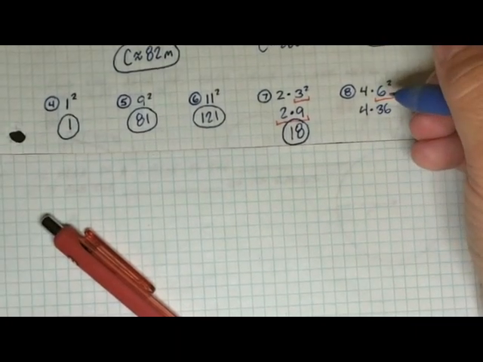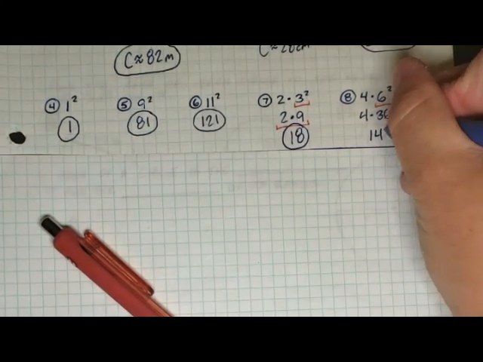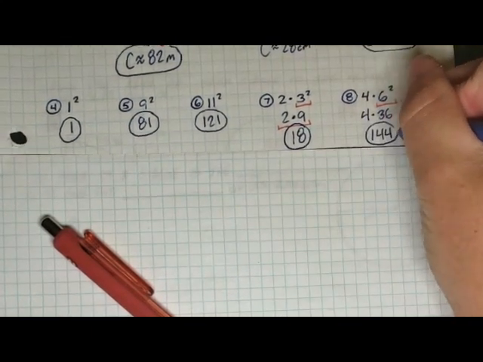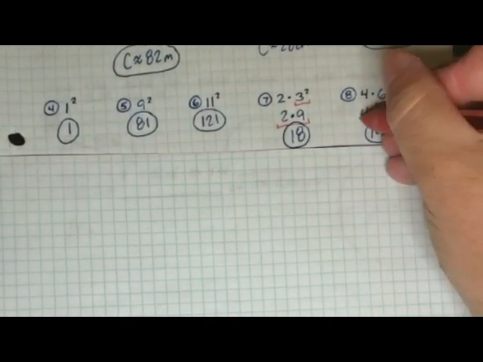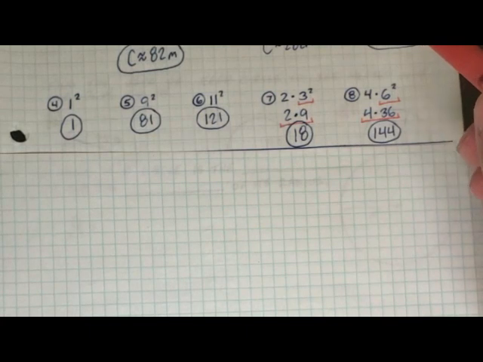So we do 4 times 36 is 144. All right, if you missed any of those, go back. If you missed 1, 2, or 3, you can always go back and rewatch yesterday's video to help you understand where you might have messed up.